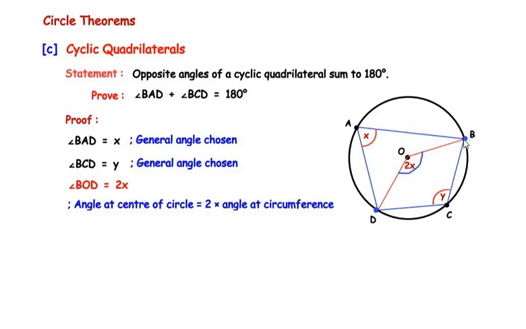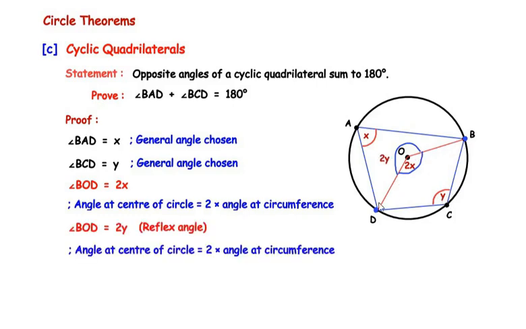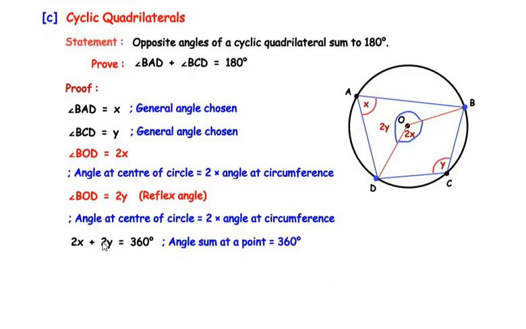Now we can see that these two points B and D also make an angle at point C on the circumference of the circle, but in the minor segment. So using the same theorem, that is the angle at the center theorem, we get the value of reflex angle BOD as 2 times y. So here we have written the reflex angle BOD as 2y. Now we know that the angles made at a point add to 360 degrees. So we are going to add 2x with 2y to give us 360 degrees. So here we have written 2x plus 2y is equal to 360. That is, the angle sum at a point is equal to 360 degrees.